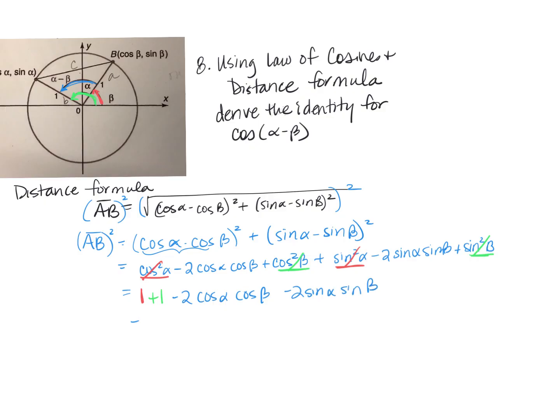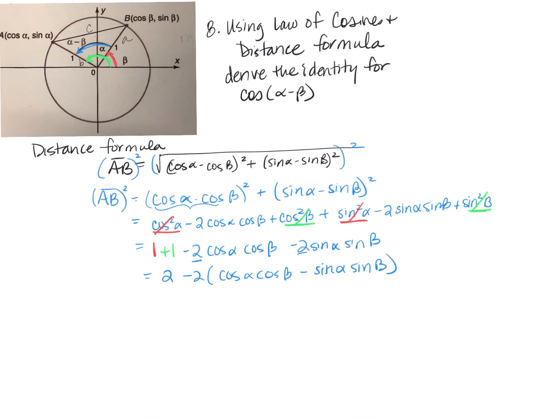And we continue to clean up. So this is going to be 2 minus 2. Notice I can factor out a negative 2 of these, so I'm going to do that. And that's where I'm going to leave it. Right now I have this as AB squared, right? The length of AB squared. So now I'm going to utilize the law of cosines to find the same thing, the length of AB.